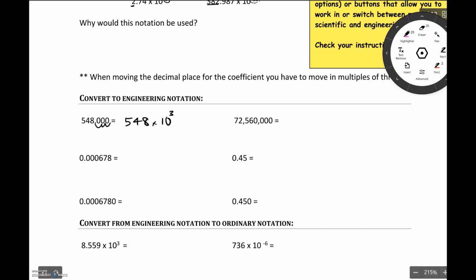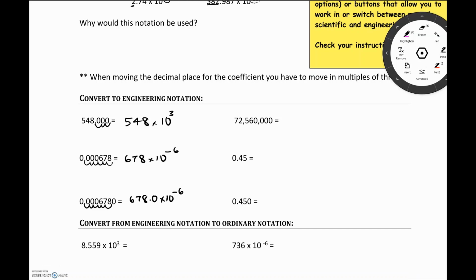It's a large number. For this, it's a small number. We go 1, 2, 3. Now, if we go 3 more, 4, 5, 6, so it becomes 678 times 10. It's a small number, so we put negative 6. Likewise, here we go 1, 2, 3, 4, 5, 6. So it becomes 678.0 times 10. We move it 6 places, and it's a small number, negative 6.